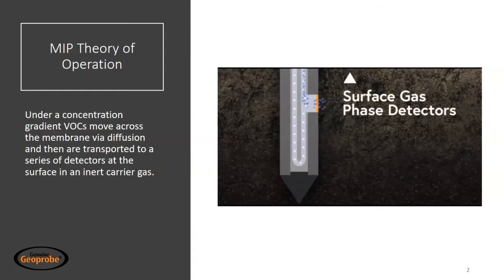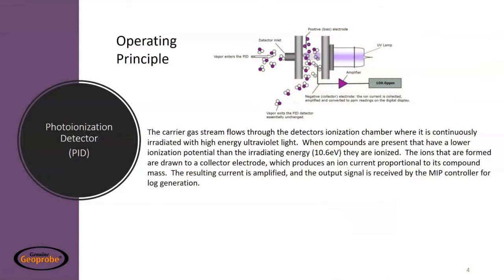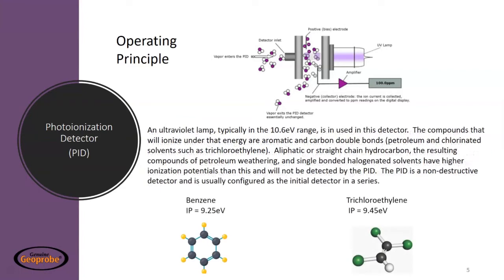The first detector that the analytes are exposed to is the photoionization detector, or PID, which is non-destructive. The PID contains a UV lamp that continually exposes the carrier gas to its high-energy UV light source. When compounds are present whose ionization potential, IP, is below that of the PID lamp energy, which is typically 10.6 electron volts, they are ionized. These ions are then drawn to the collector electrode, which produces a current that is proportional to its mass. The current is amplified and recorded as signal by the instrumentation.